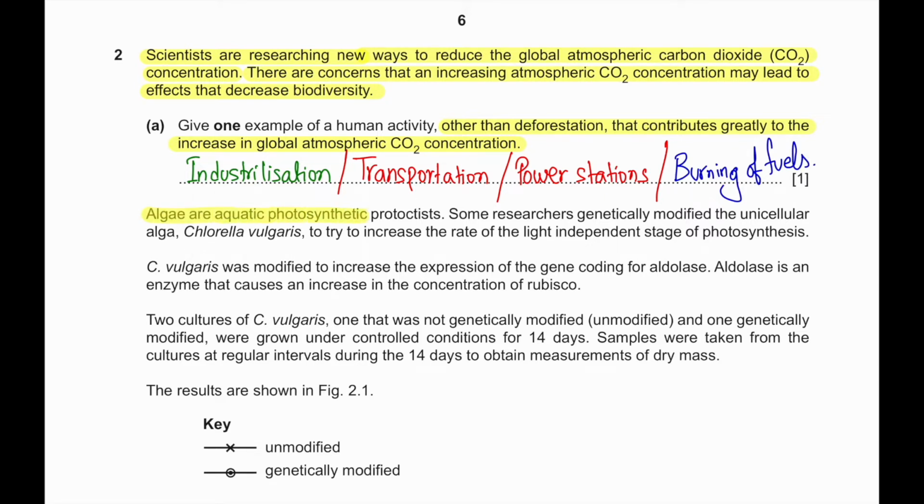Algae are aquatic photosynthetic protoctists. Some researchers genetically modified the unicellular algae Chlorella vulgaris to try to increase the rate of light independent stage of photosynthesis. C. vulgaris was modified to increase the expression of the gene coding for the aldolase. Aldolase is an enzyme that causes an increase in the concentration of rubisco.